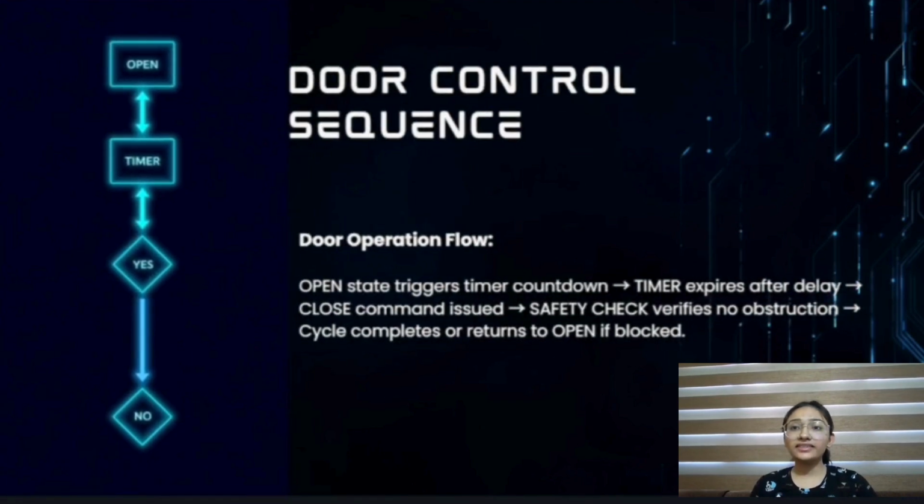Now let us see how the door is controlled. What is the sequence behind door control? So door control is another sequential operation. The sequence is: open the door, start timer, close the door, and check for obstruction. If something blocks the door, it reopens automatically. This logic improves passenger safety.